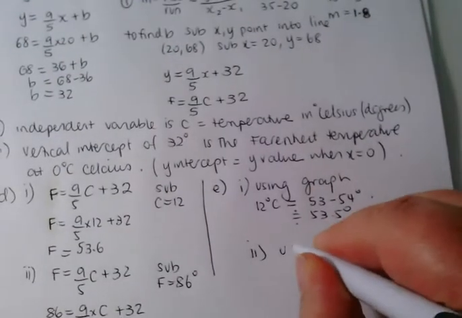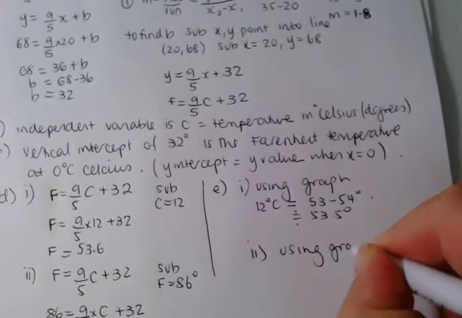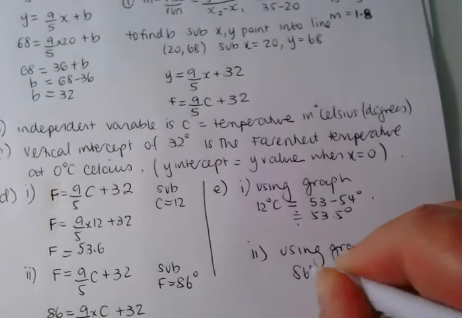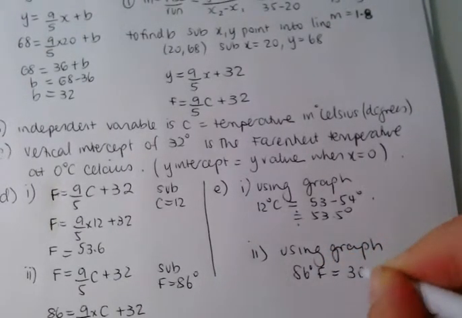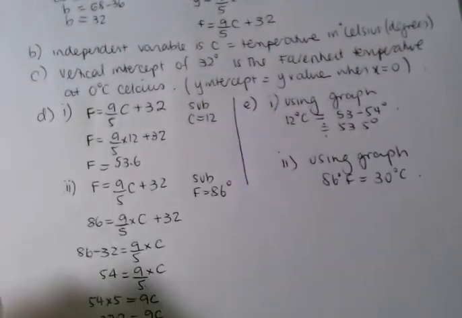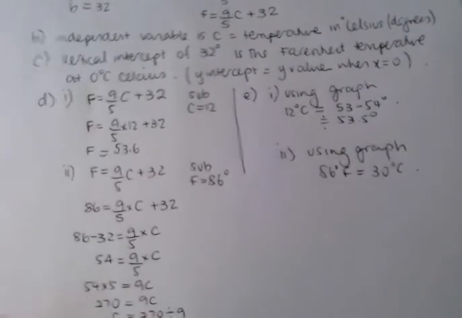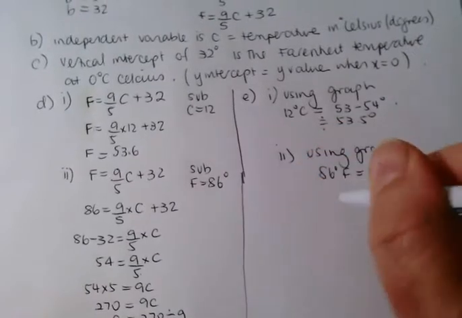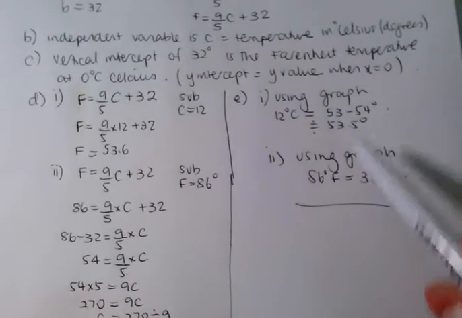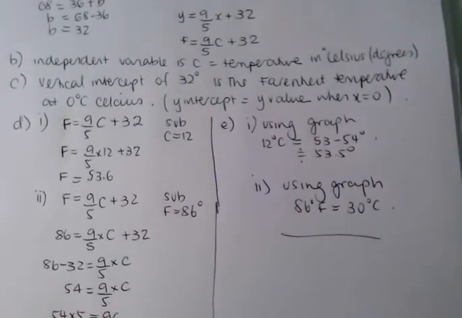So using the graph, we've got that 86 degrees Fahrenheit equals 30 degrees Celsius. Okay, so you'll always get an exact answer with the formula, and you'll sometimes get exactly the correct answer with the graph, depending on whether you're hitting the line or not.